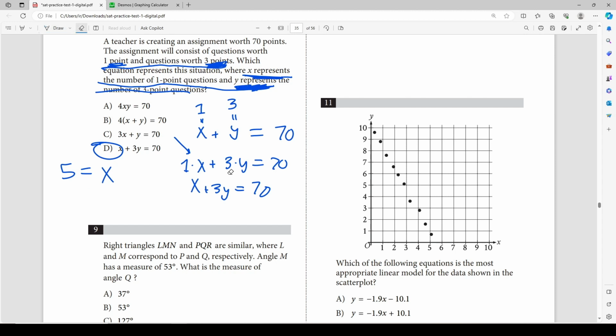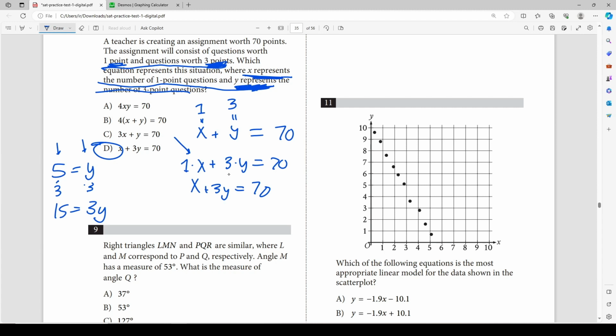Now I could do the same thing with y. If I have 5 3-point questions, my y is now equal to 5, right? Because I have 5 3-point questions. But now I want to know how many points they're worth, right? Well, if I have 5 questions and they're each worth 3 points, I could just multiply it by 3, right? So 15 is equal to 3y, right? Because whatever I do on one side, I have to do on the other. So I have to multiply this by 3.